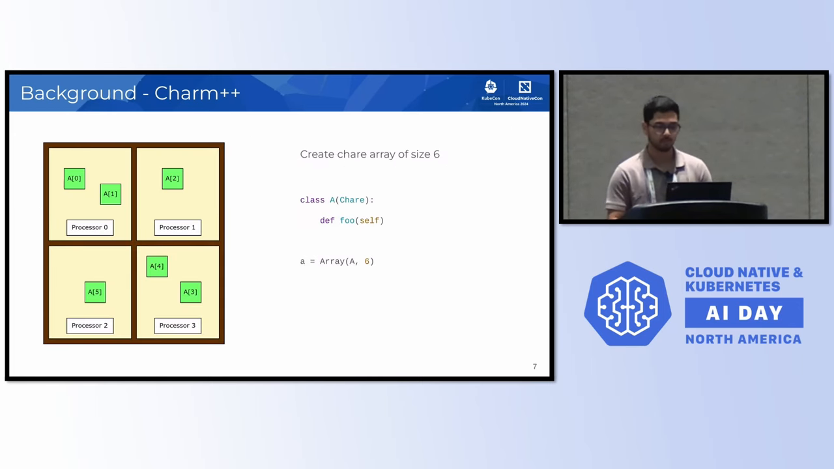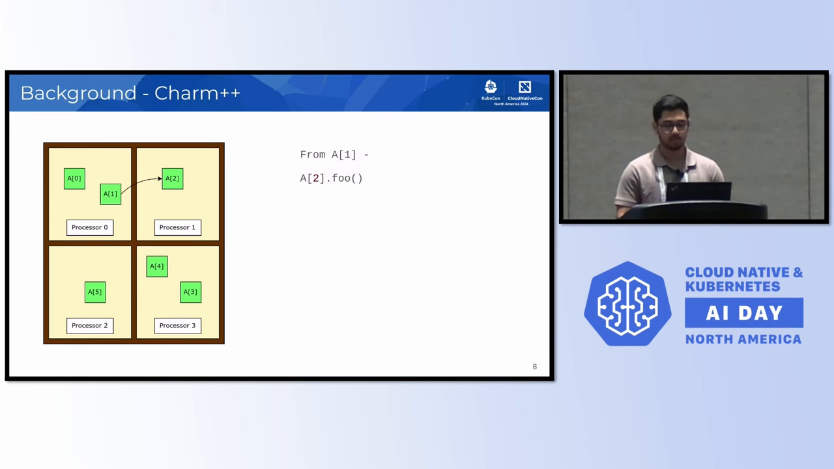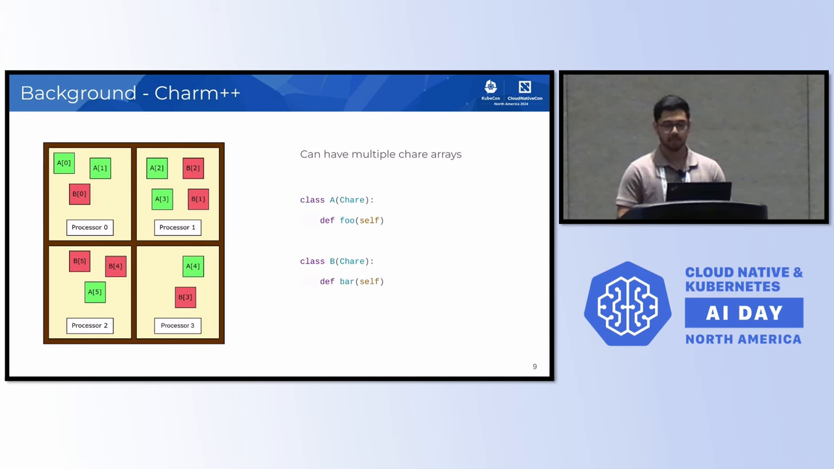So let's take a quick look at how Champ++ works. Imagine you have a system with 4 processors, and you want to write your program with 6 objects. You start by creating a chare array, or a collection of objects of size 6. These 6 objects are then distributed by the runtime system on these 4 processors. In order to communicate between these objects, you can call a function on one of the objects from anywhere in the system. So for example, in this case, the function foo is called on A of 2 from A of 1, and internally the runtime system will send a message from processor 0, which is where A of 1 resides, to processor 1, which is where A of 2 resides, and then the function foo will be executed on processor 1. There can also be multiple types of chare arrays.